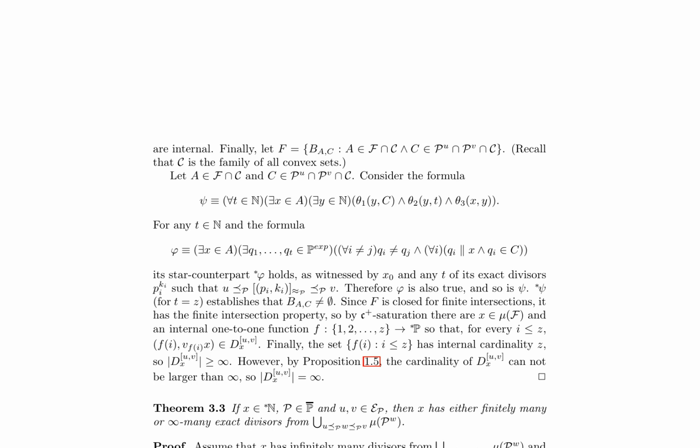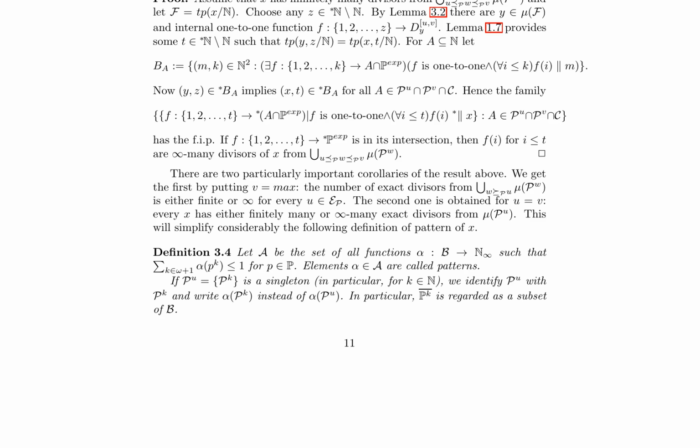This theorem yields two significant corollaries. Firstly, the number of exact divisors from any subset of PEXP is either finite or infinite, and secondly, every element x has either a finite or infinite number of exact divisors from a given subset of PEXP. Furthermore, the paper introduces a set of functions alpha, b right pointing arrow n infinity, referred to as patterns, which satisfy a specific condition involving summation over prime numbers.